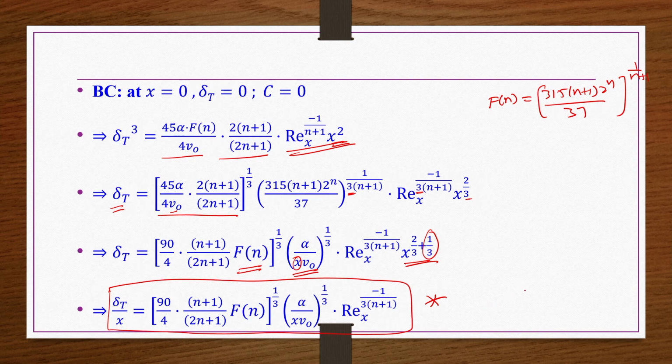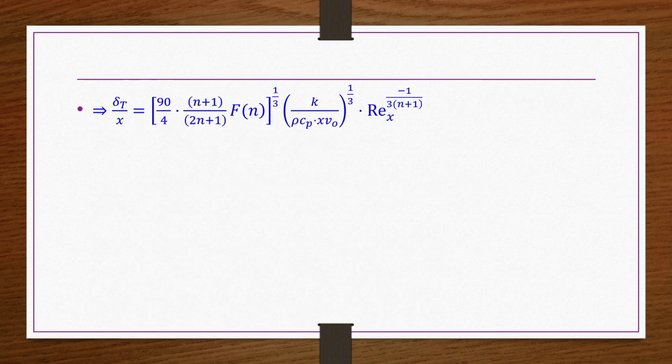So, they are having Re_x power minus 1 by 3 and then Prandtl number power minus 1 by 2 etc., those terms are there. So, Re_x terms are there, Prandtl number terms are not here. So, that modification we are going to do now. In the previous equation that I have done, we were having alpha by x v naught. In place of alpha I am writing k by rho Cp, remaining all terms are as it is, right.